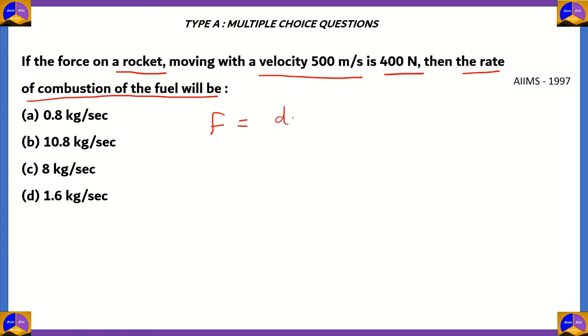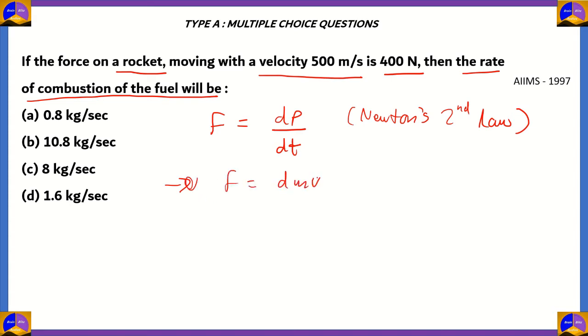Force, according to Newton's second law of motion, is written as the rate of change of momentum. So F is equal to dp divided by dt, Newton's second law. So how do we write momentum? Momentum is written as mass times velocity, divided by dt. So the change in momentum divided by change in time gives you force.